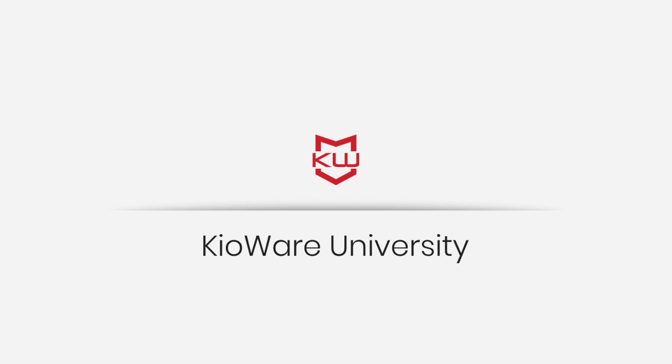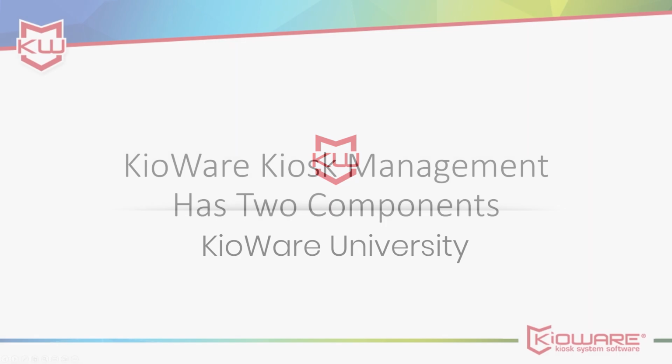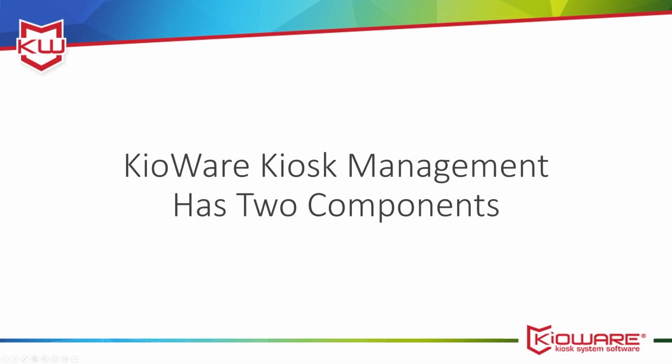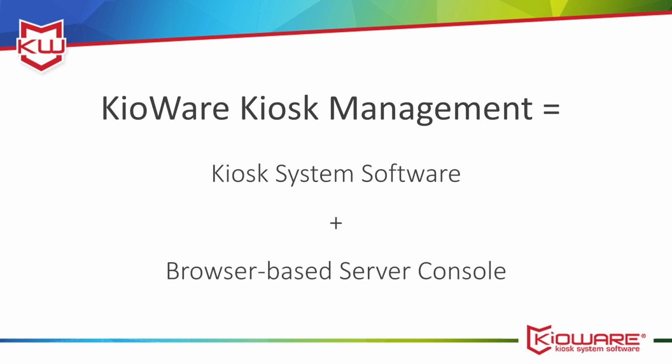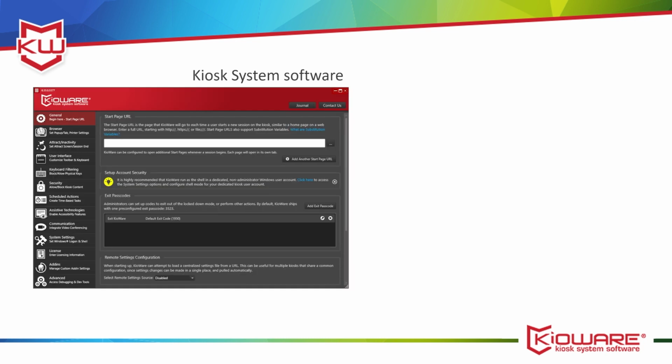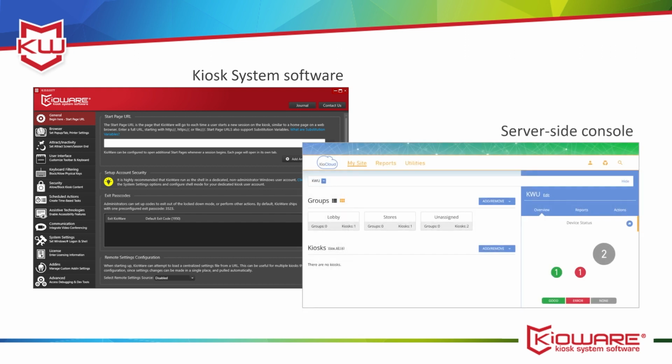Today, we're covering the components of KioWare Kiosk Management. KioWare Kiosk Management consists of two components that work together: the kiosk system software and the browser-based server console. The kiosk system software runs locally on the machine to secure the device, and the server console is used to manage those secured devices. You can manage client-side KioWare configuration settings from within each device running KioWare. You can also manage your devices as a whole from the server console, which is accessible from any device with a browser connected to the internet or an intranet.